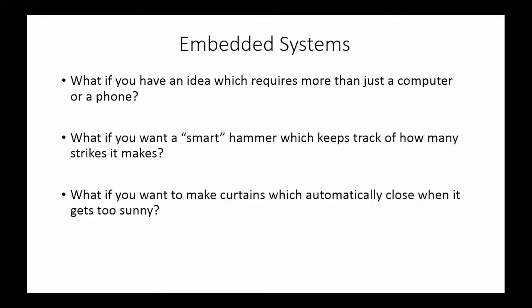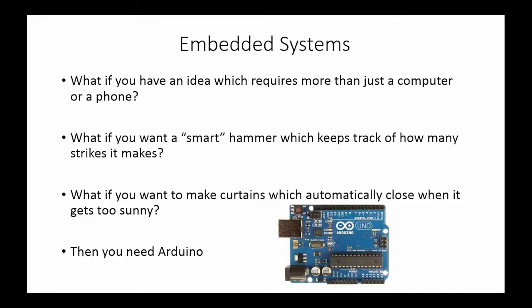Maybe you want to make it so the curtains in your house automatically close when it gets too sunny. So these are embedded project ideas. So basically what that means is you are using physical things and maybe sensors and other hardware like that aren't specific to your average laptop or smartphone. And basically, if you want to do something like this, you need something like this. So this is called an Arduino. I actually have one here to show you guys if you want to see. So you can pass that around.